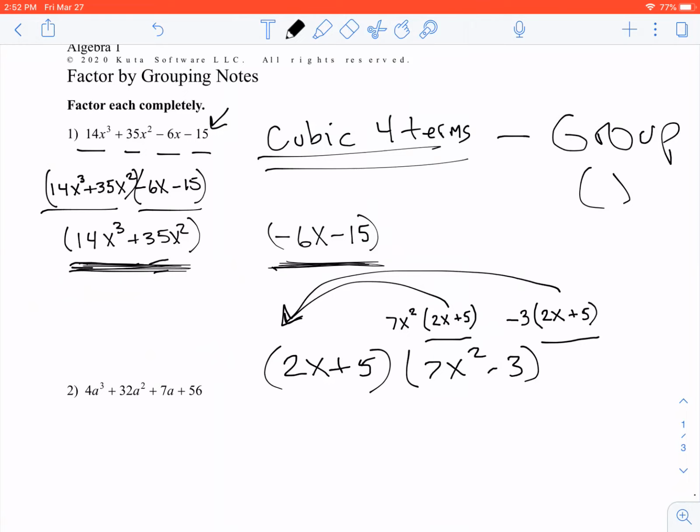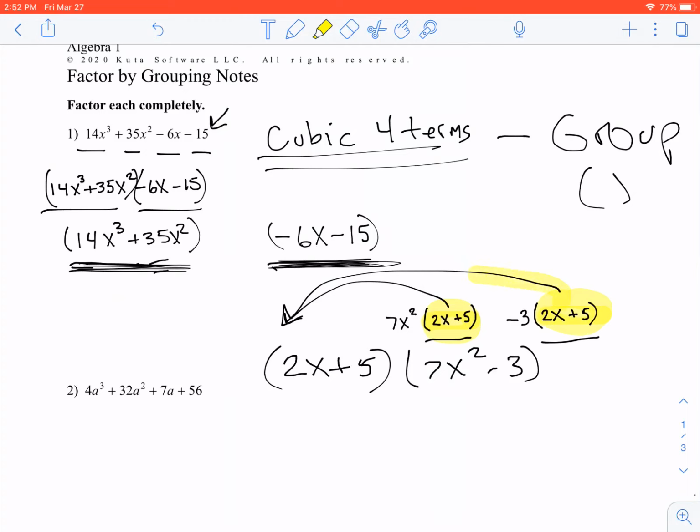Out of this one, I took out the 7x squared times the 2x plus 5, and out of this one, I took out the -3, and I was left with 2x plus 5. And we talked about that it was very important that the insides of these are the same. If they're not the same, you have to stop there, and you made a mistake. You have to go back and check. Once I did that, I have a common factor now in these 2 terms, and I can again take that common factor out. The common factor is the 2x plus 5.